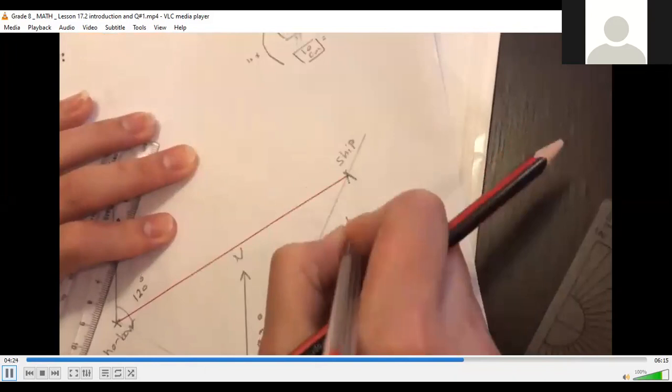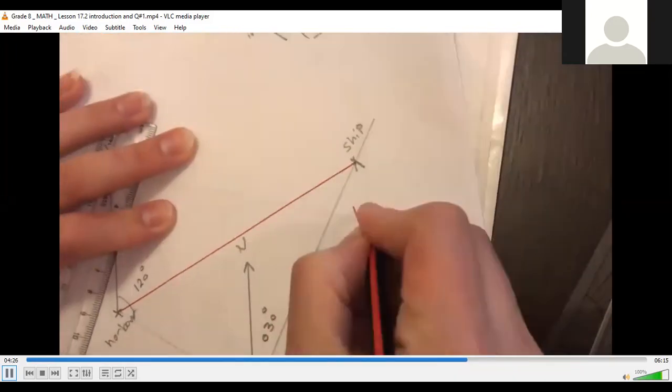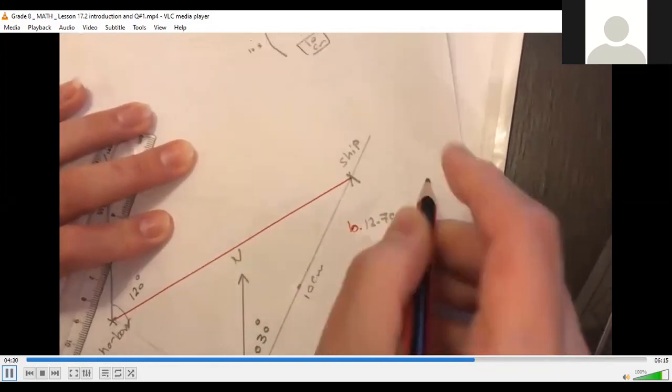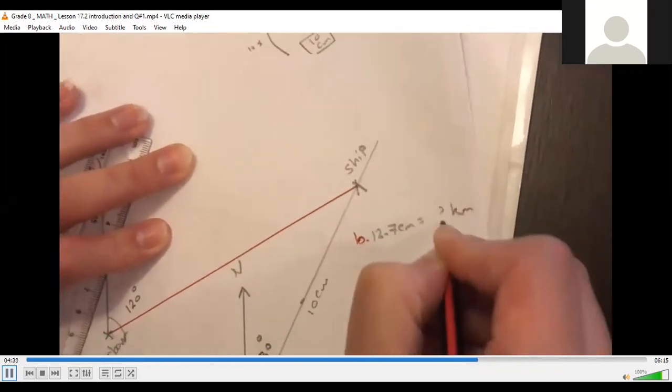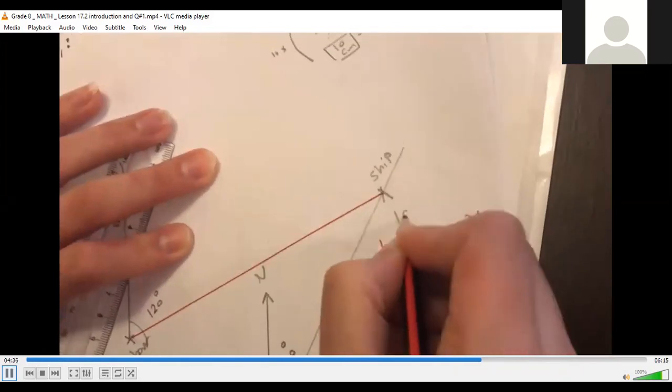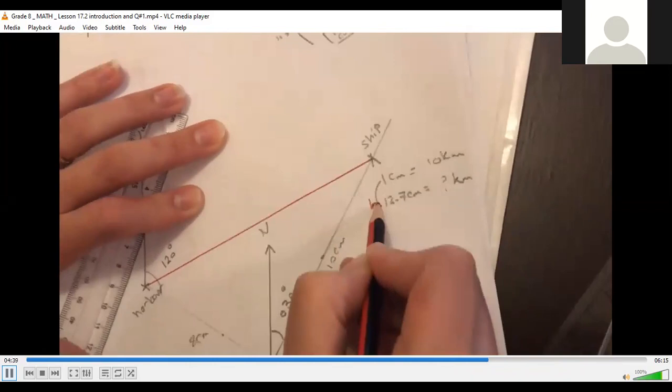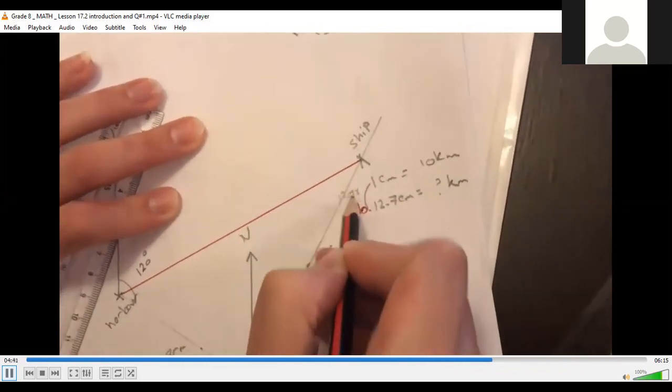So for part B, I have now 12.7 centimeters. So how many kilometers are these? Let's go to the scale. 1 centimeter equals 10 kilometers. So what did I do? I just multiplied by 12.7. And what shall I do?